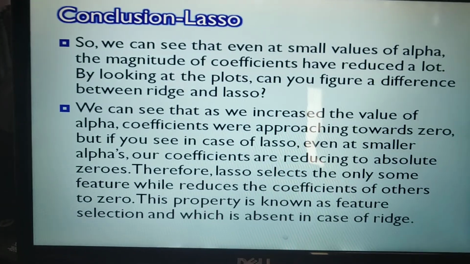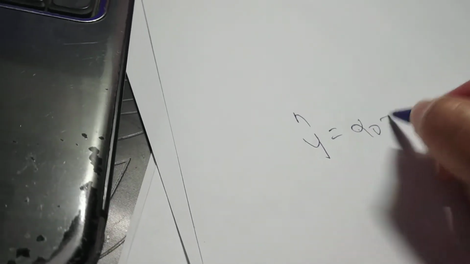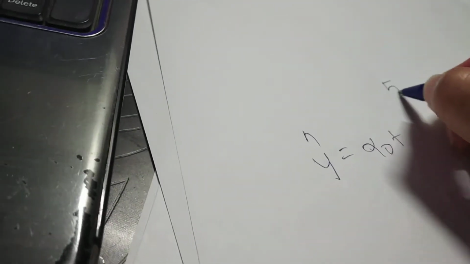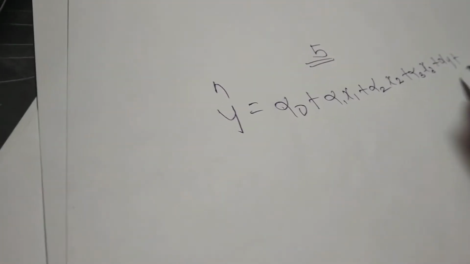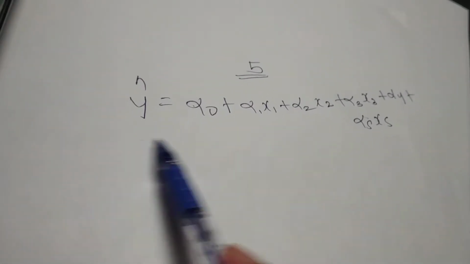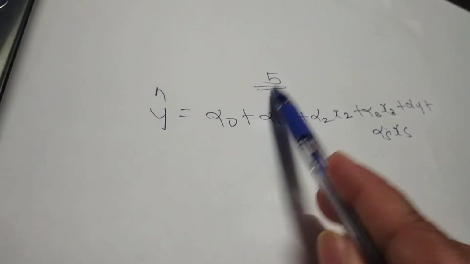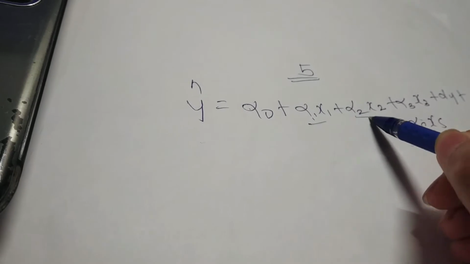Again, I want to explain why it is called feature selection. As we know, regression is nothing but y predicted equals alpha 0 plus whatever. Suppose our data set has 5 features, then we write alpha 1 x1 plus alpha 2 x2 plus alpha 3 x3, then alpha 4 x4, then plus alpha 5 x5. Suppose this is the linear regression in our case, because we have 5 features. Through training, we learn the values of these coefficients.